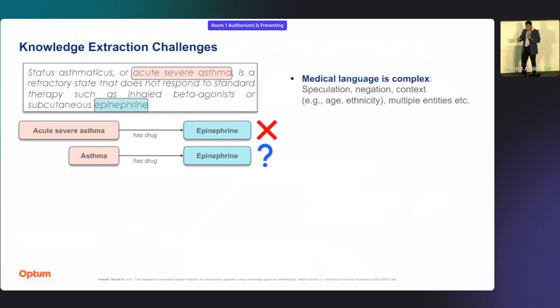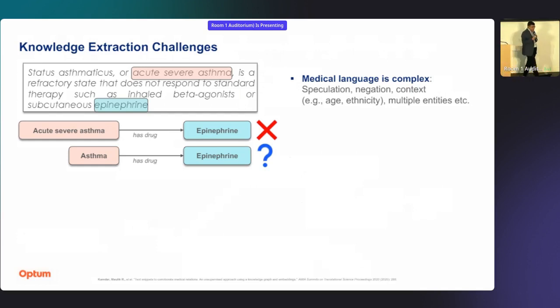And when we think about machine learning, there are definitely some challenges in knowledge extraction as well, because medical language in unstructured text itself is very complex. There is a lot of speculation, there is a lot of negation, there is context associated with certain snippets, and there are multiple entities. And so this was the work that we did in 2019 with a GloVe embedding model. So it's before the advent of BERT and transformer-based models, and definitely before GPT.